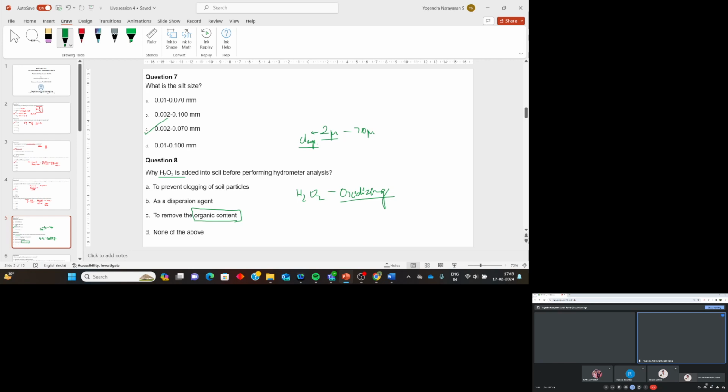And why is H2O2 added? Because we don't oven dry the samples, we just air dry them. In air drying, organic matter will not be removed. Are you able to understand?